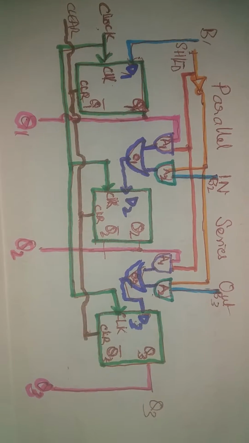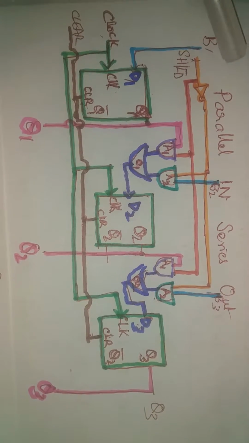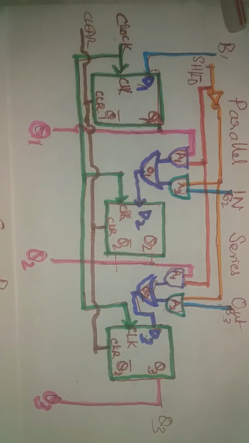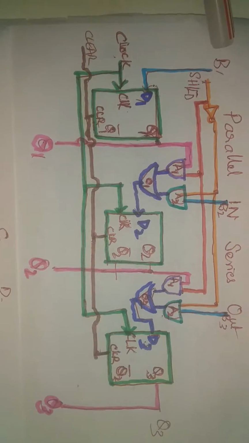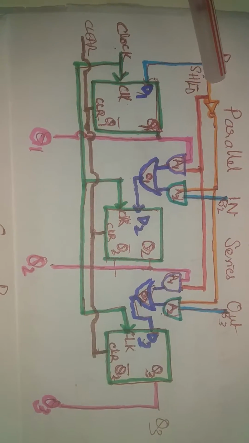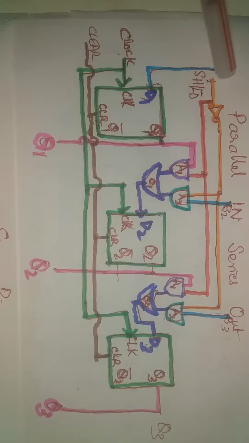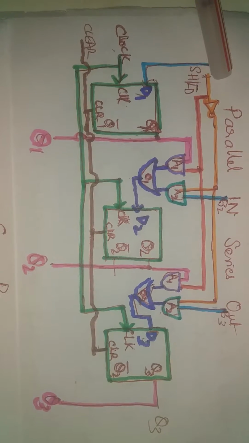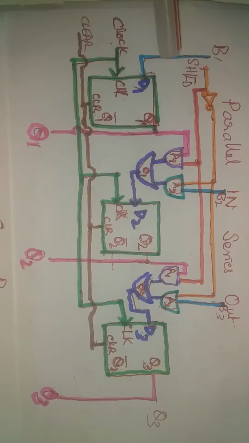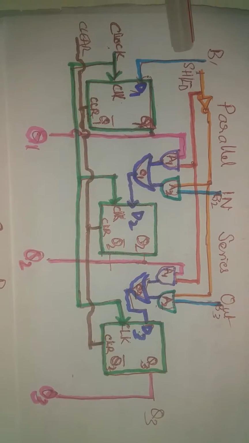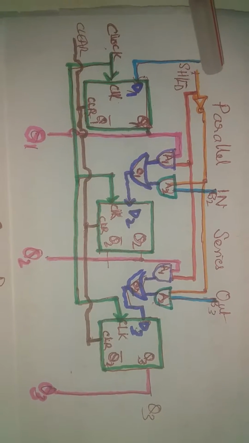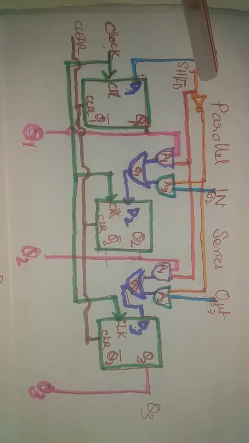Now, in this, to input the data parallelly and to output the data serially, we are employing a logic. Let's have a look at the logic. Let's say that when the control line goes high, it is used to output the data serially. When the control line goes low, it is used to input the data parallelly. So let's say that the control line has gone low.